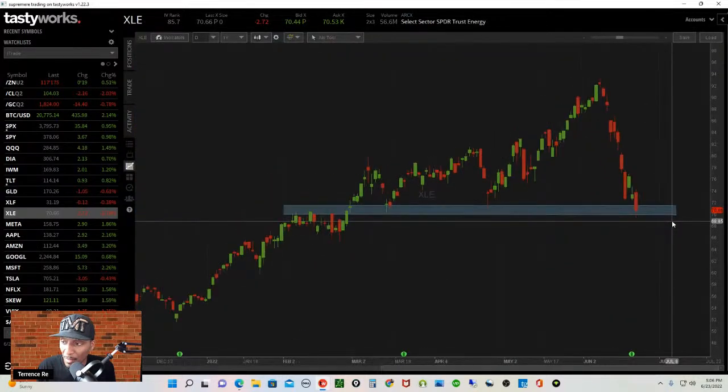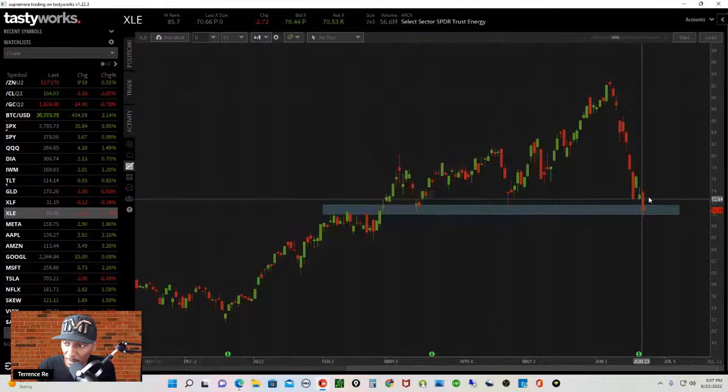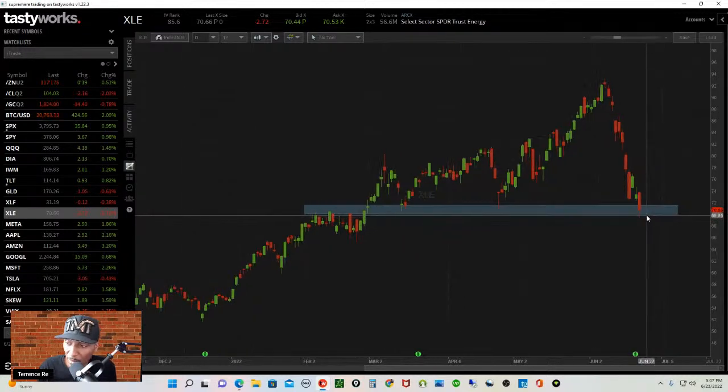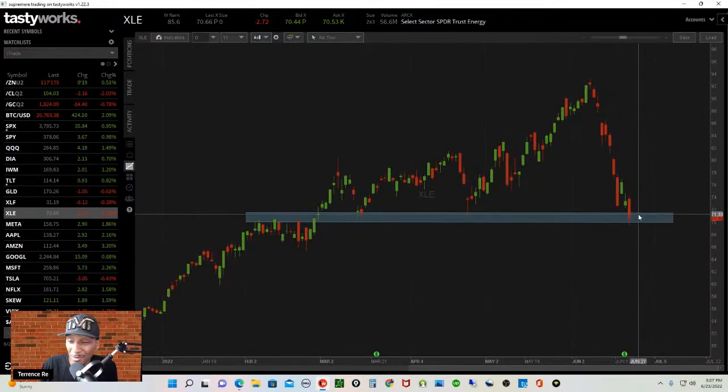XLE is right at support for me. I actually had a trade in here earlier in the week. I think I got in somewhere right around here. It popped. I took it off. And then here we are right back down into this area. It looked like it went through it today. As you can see, the wick went through. So let's see what it looks like tomorrow. Since it went through that area, let's see if we get a pull back into here or if tomorrow just screams lower.